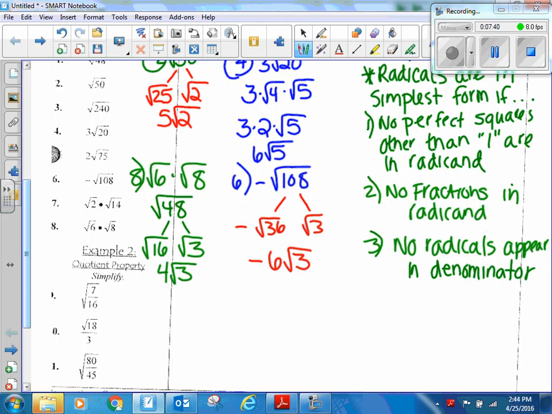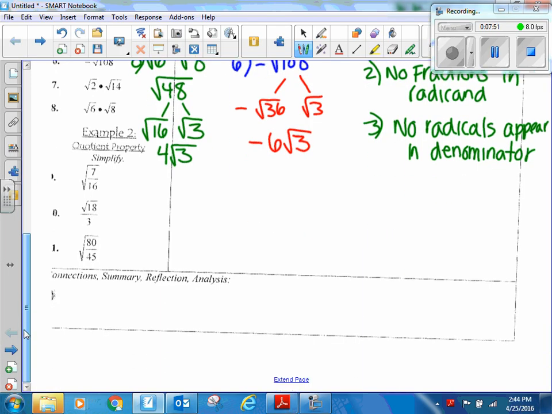All right, so again, I did a couple examples. Take a minute, finish 1, 3, 5, and 7 on that example 1, and we're going to go ahead and look at example 2. Okay, so we just did the product property. So the next property that we are going to look at is the quotient property. So I'm going to do example 10 with you.